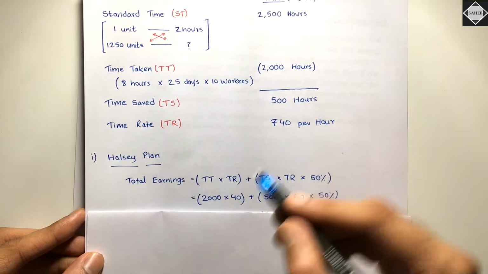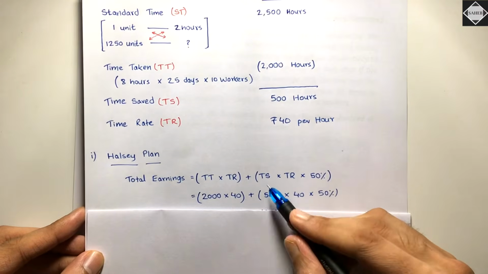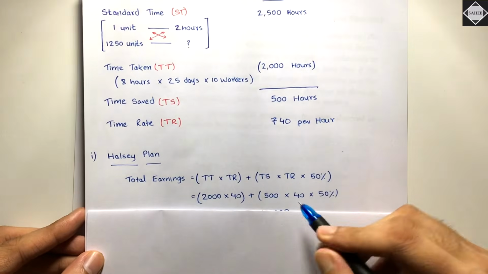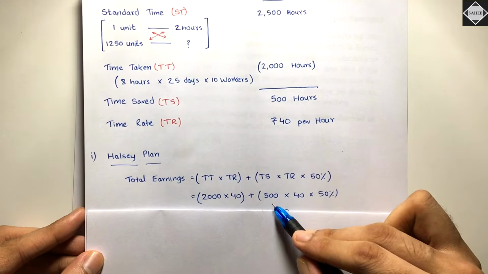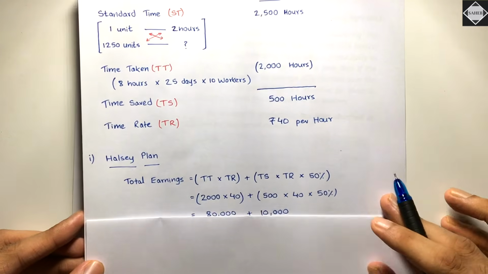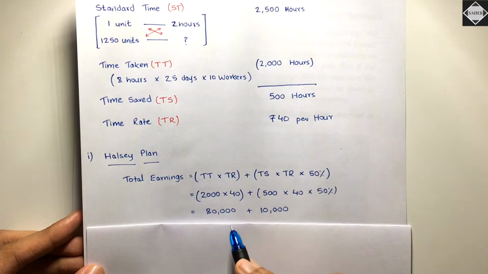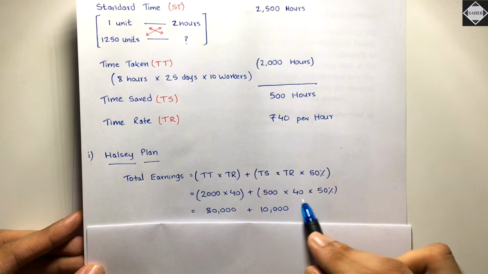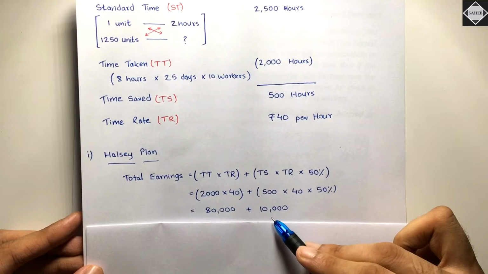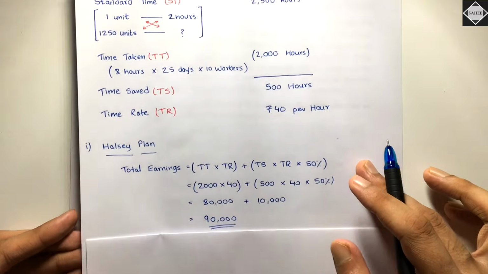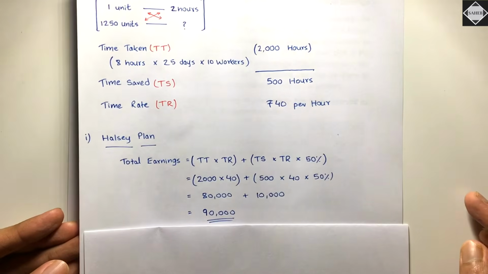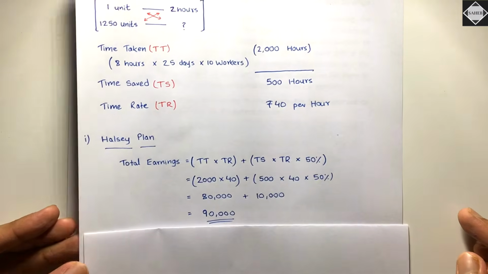TT is 2000, TR is 40, time saved is 500 hours, and 50%. If you do that, 2000 into 40, that's 80,000. 500 into 40, that's 20,000, into 50%, that's 10,000. Clear? So that's equal to 90,000, total earnings under Halsey plan. Simple and straightforward.